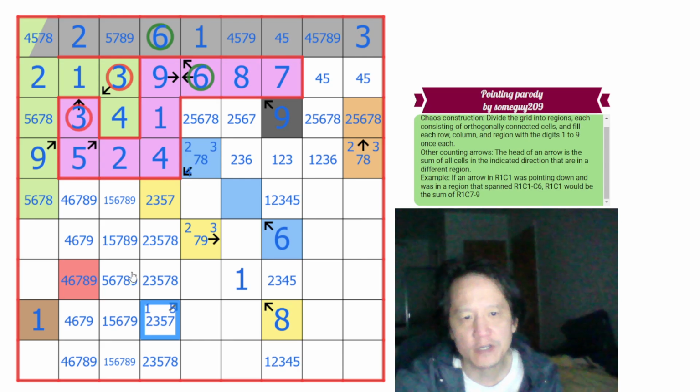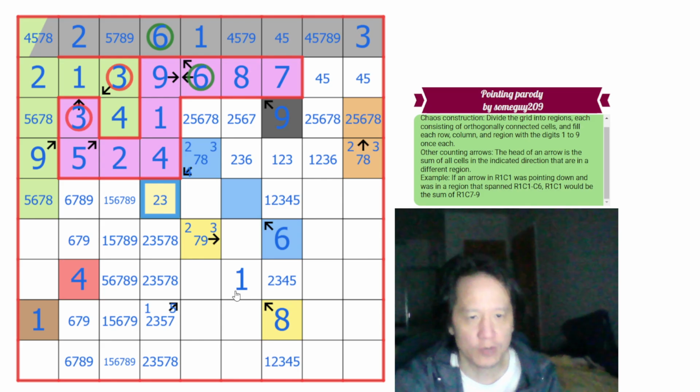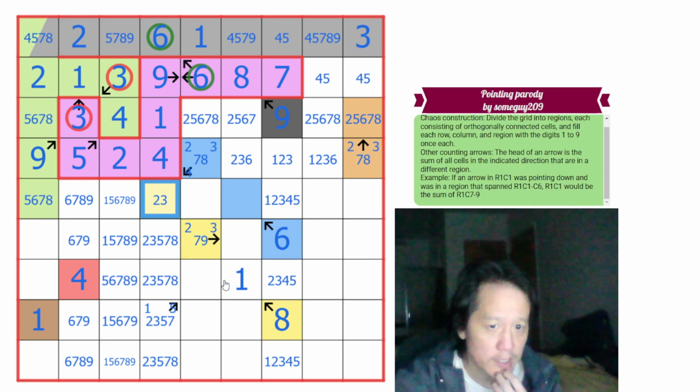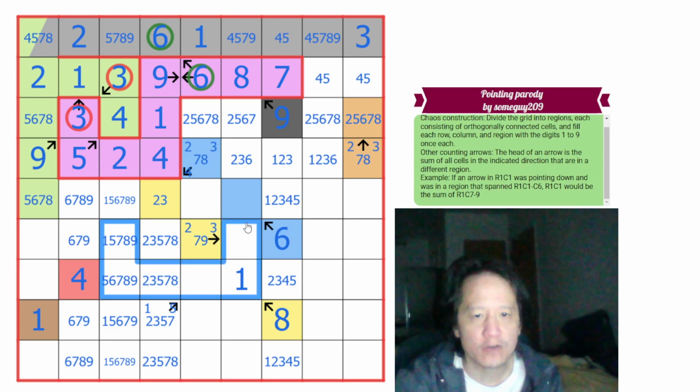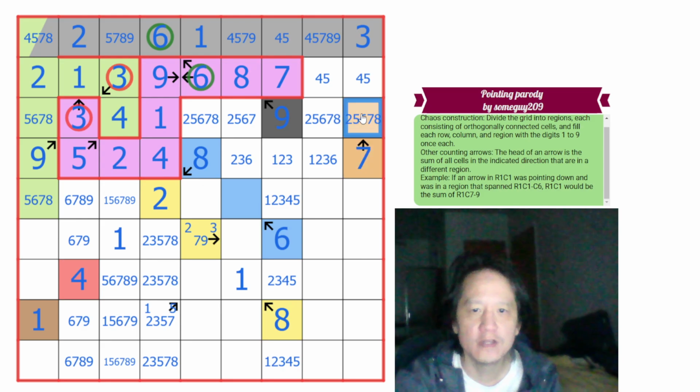So this is 1. This cannot be 6 because of the same reasoning. So therefore, this is 4, which means this can't be 4. This could be 2 or 3. We don't know which. This can never be part of blue. So this is also not part of blue, which means this is 1. This has to be 2. Therefore, this is 8. This is 7. Therefore, this is 4, and this is 5. So this can no longer be 5.